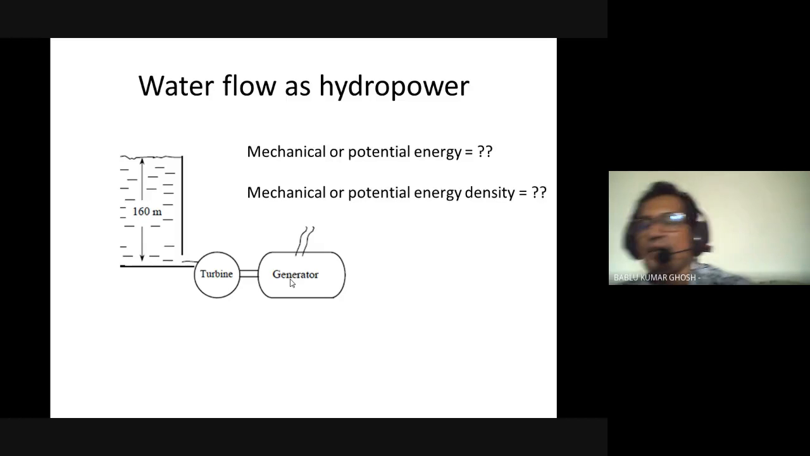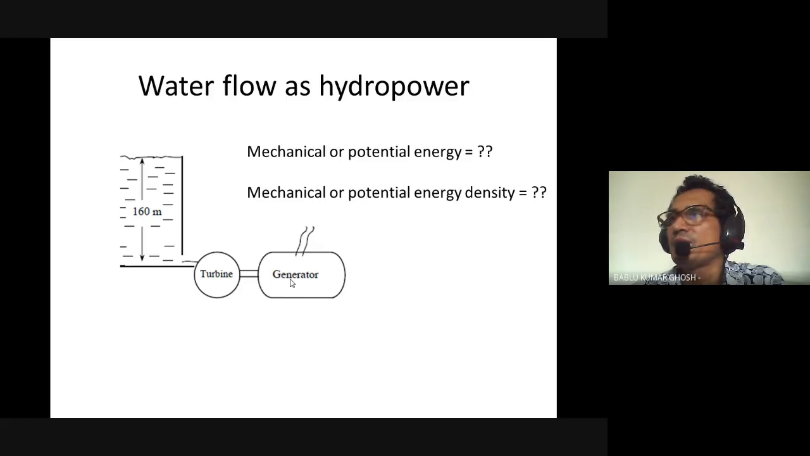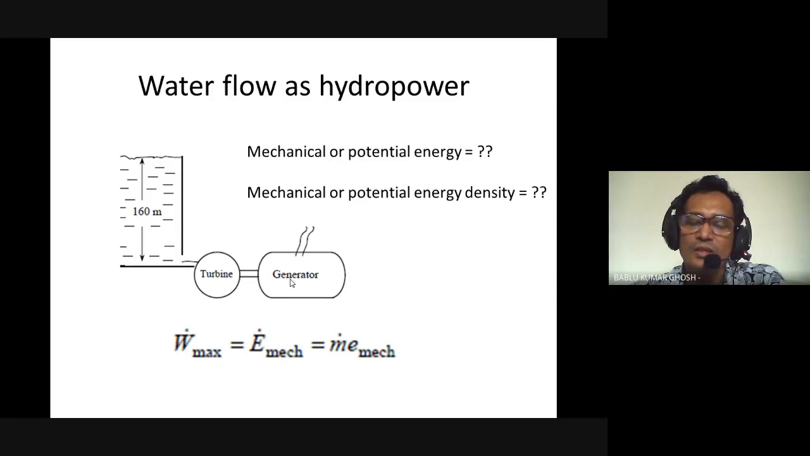Then the mechanical or potential energy density. You need to measure the energy density, because energy per unit mass is energy density. Whenever you get a dot at the top of this, it is workflow. Workflow means energy flow. So workflow means mechanical energy flow, and mechanical energy flow is nothing but mass flow and mechanical energy density. The small e is energy density.